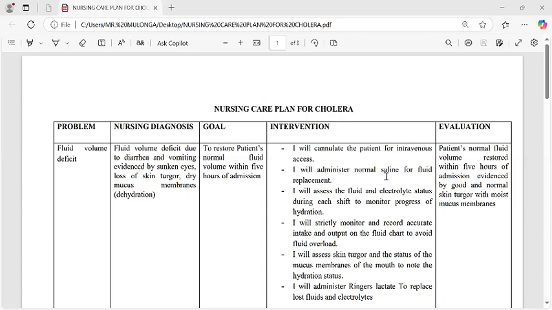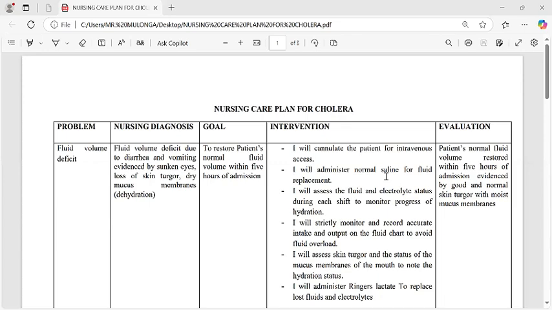So because this patient is vomiting, we can give Ringer's lactate. Because of vomiting and diarrhea, they are losing a lot of electrolytes. So we give Ringer's lactate to replace those electrolytes. Those are some of the points that we can put on our intervention.